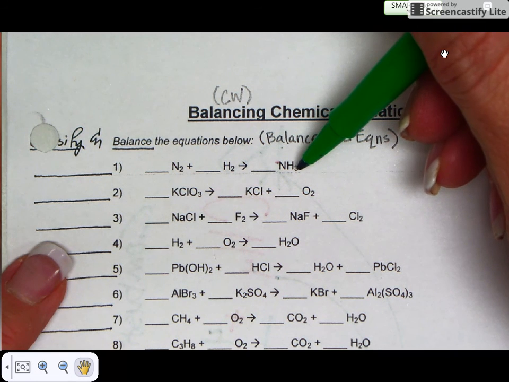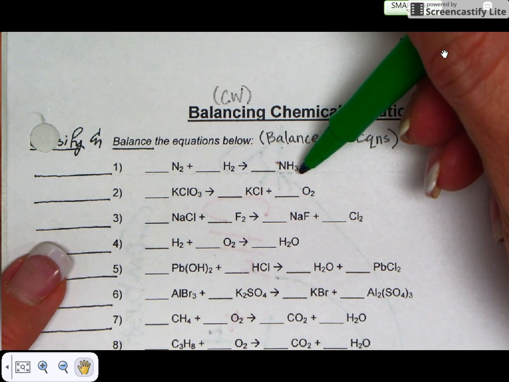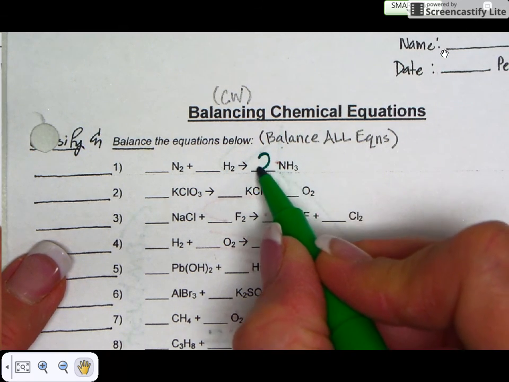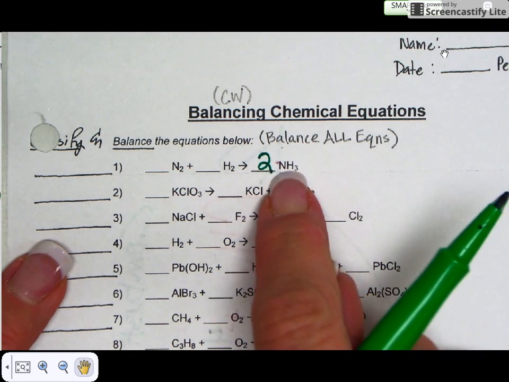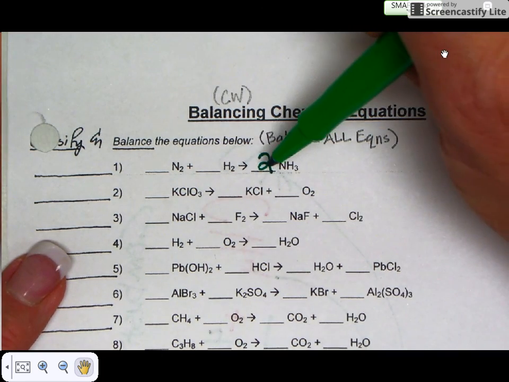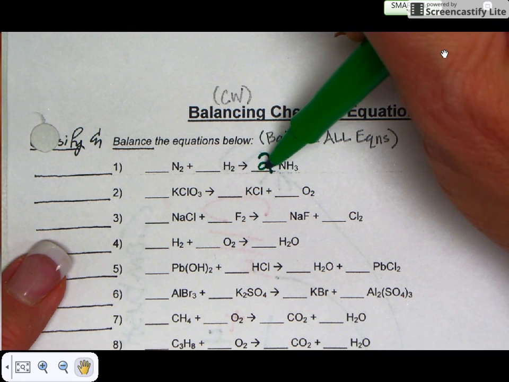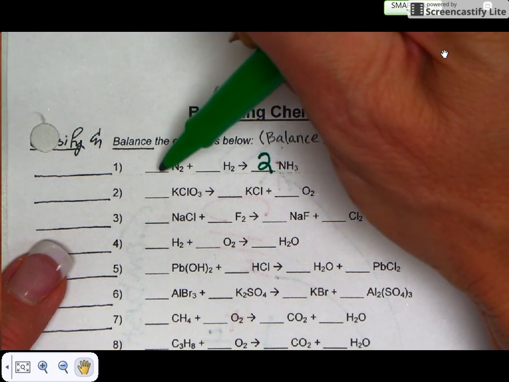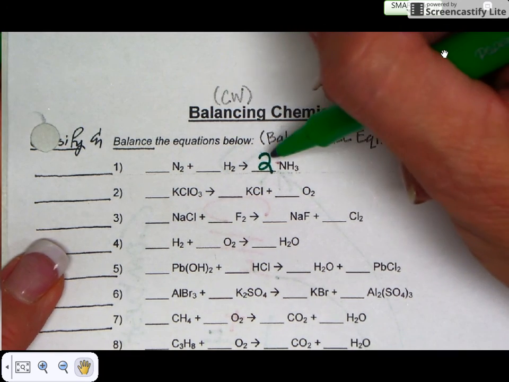So when you have an odd number, they're typically more difficult to work with. So I always try to make the odd numbers even by multiplying by 2, putting a coefficient of 2. So the first thing I'm going to do is put a 2 coefficient in front of the NH3. Now what that does is it gives me 2 nitrogens. So look over here. Notice you already have 2 nitrogens. And now look at your hydrogens.